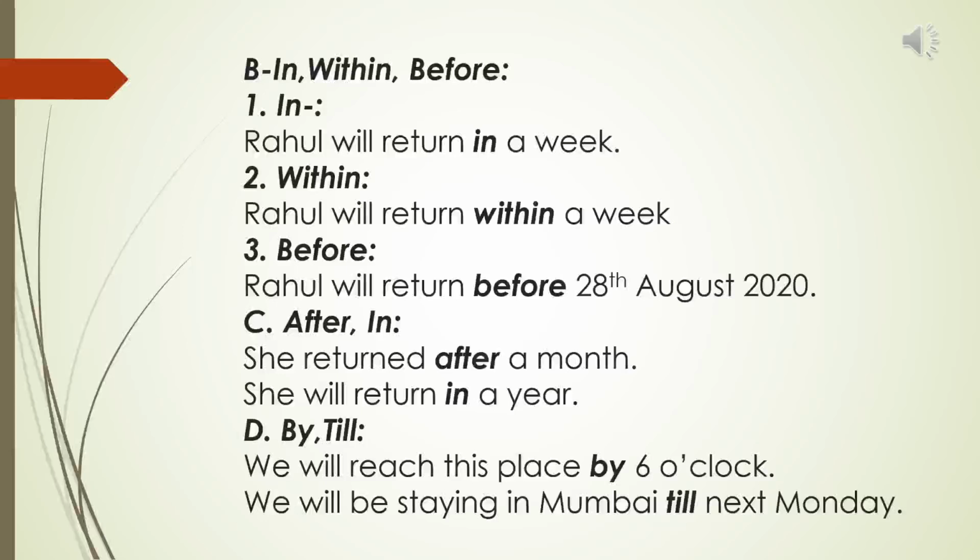After denotes the end of a period of time in the past. For example, she returned after a month, which means when the month was over. In denotes the end of a period of time in the future. For example, she will return in a year. By denotes not later than. For example, we will leave this place by 6 o'clock, which means not after 6 o'clock. Till means up to a certain period. For example, we will be staying in Delhi till next Monday, which means not after next Monday.